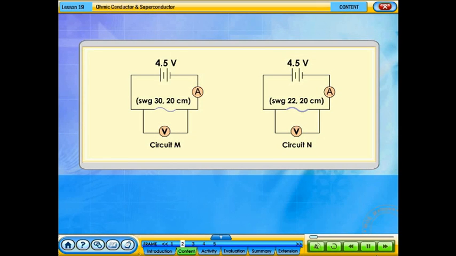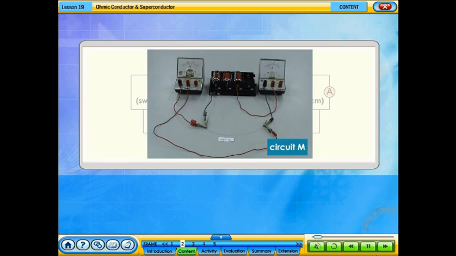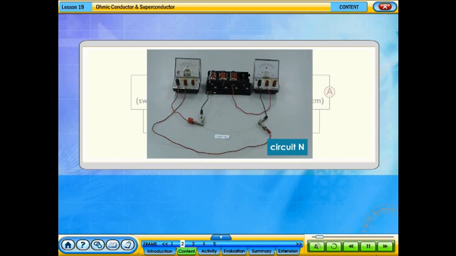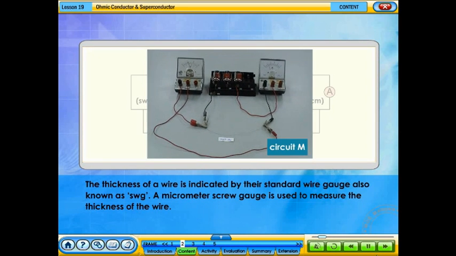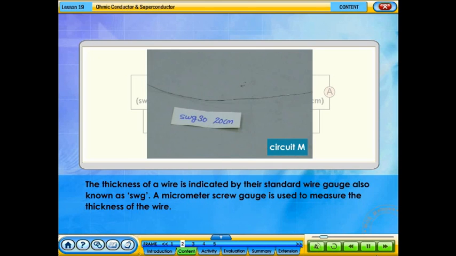Two circuits are set up as shown. The resistance wires used are Constantan wires of the same length. In circuit M, the wire used is SWG30, while in circuit N, the wire used is SWG22. The thickness of a wire is indicated by their standard wire gauge, also known as SWG.